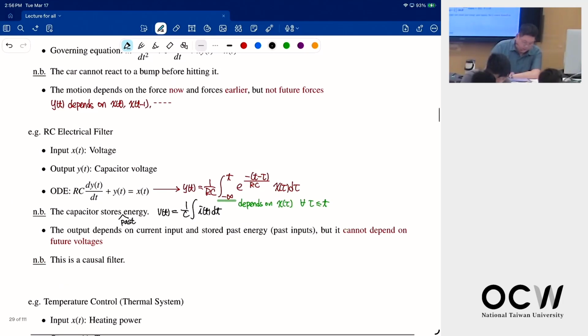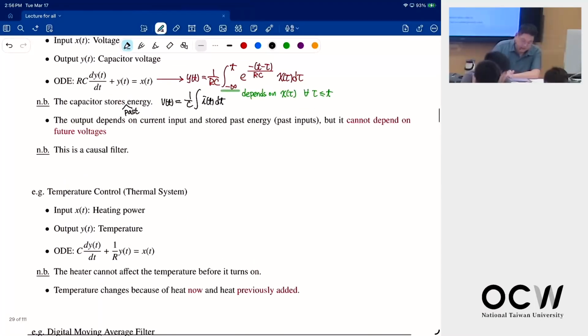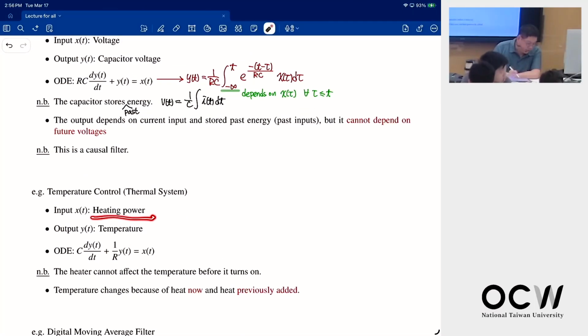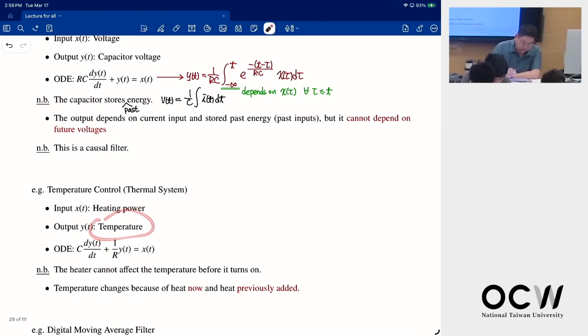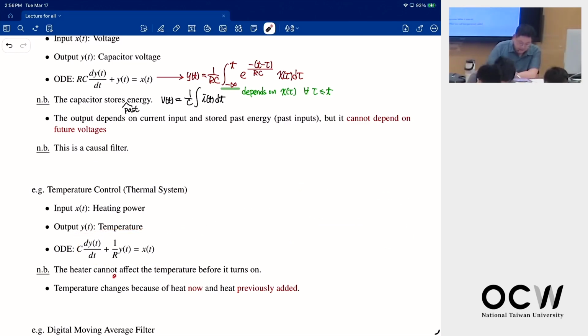Right, next example is a temperature control, the thermal system. My input is the heating power and the output is the temperature. Through this ordinary differential equation, again you can find the y. Once you find the solution, you can see that this output depends only on the current input and the past, because the heater can't affect the temperature before it turns on. So the temperature changes because of the heat now and also the previous heat together.